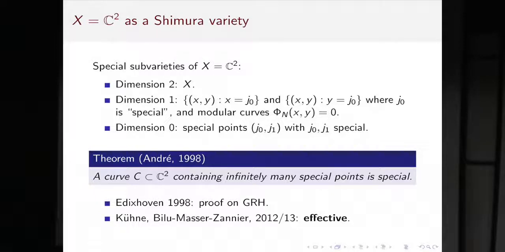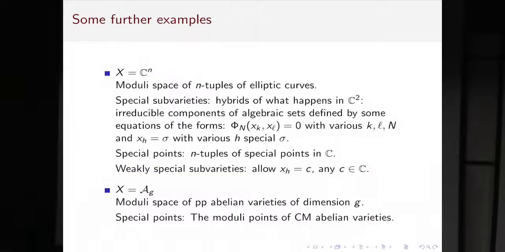Yeah, so does that help? The word special becomes a bit generic, but okay, since now I can throw x equals c to the n at you, this is a Shimura variety. And there's a description of the special subvarieties. They're just the hybrids of what happens in C squared. You take any mixture of conditions: you impose modular conditions on some coordinates, and you impose other coordinates to be fixed and special.